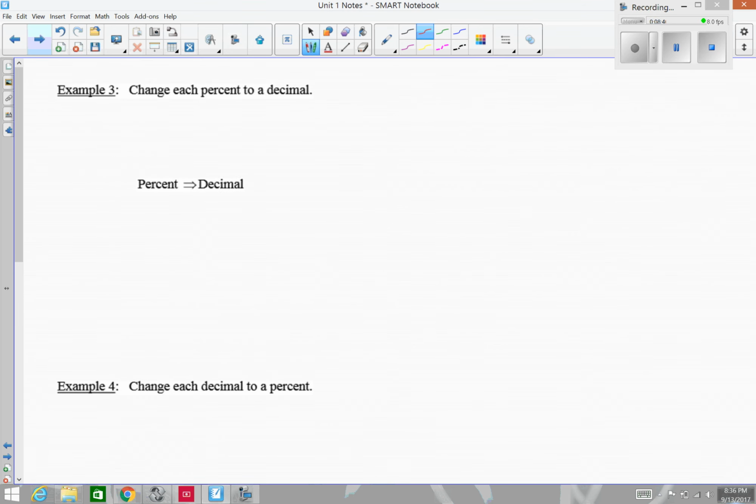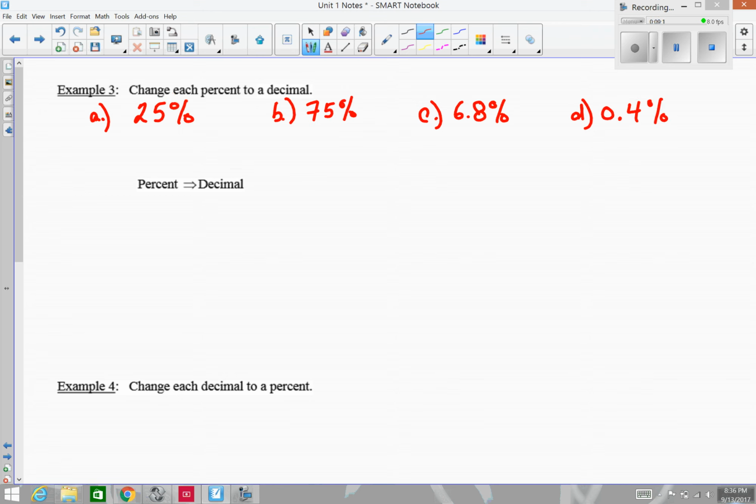We are going to change percents to decimals. We are going to change 25%, 75%, 6.8%, and 0.4%. Just going to quickly write down what the step is we're going to take, just so we have it on the same page.